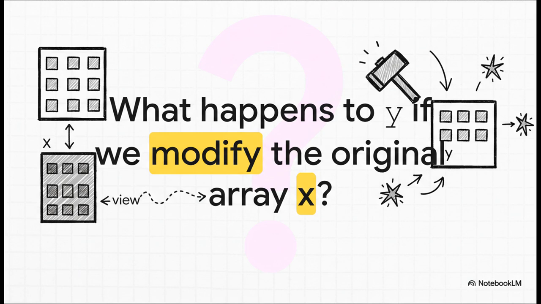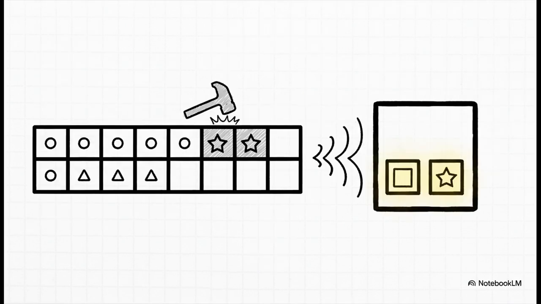Okay, so this brings us to the most important question of all. Since y is just a different window into the data that lives in x, what do you think is going to happen if we reach back into x and change the very numbers that y is looking at? And there it is. We go back and change the elements at index 1 and 2 in our original array x, and when we check y again, it's changed too.